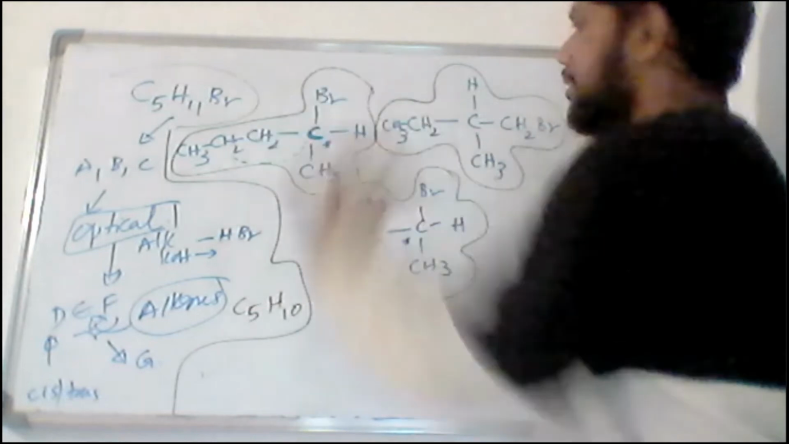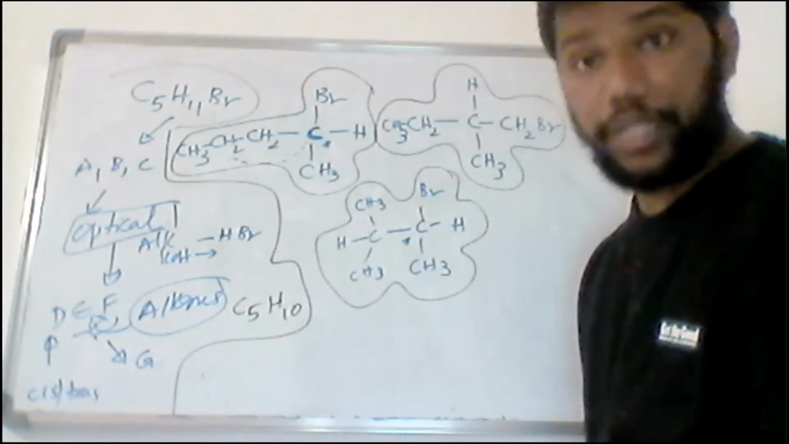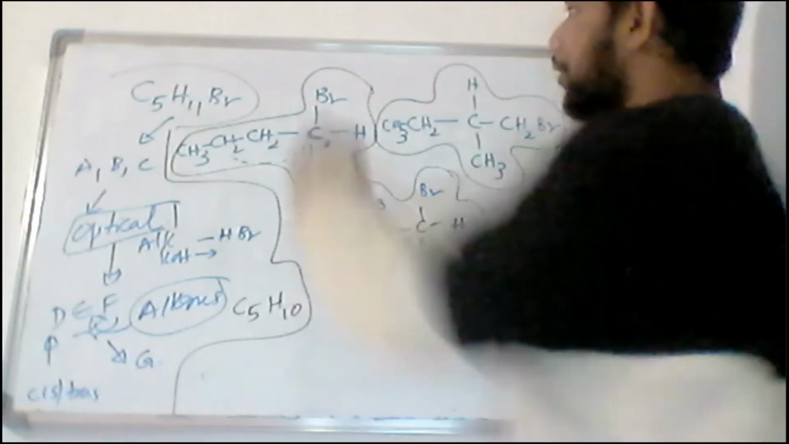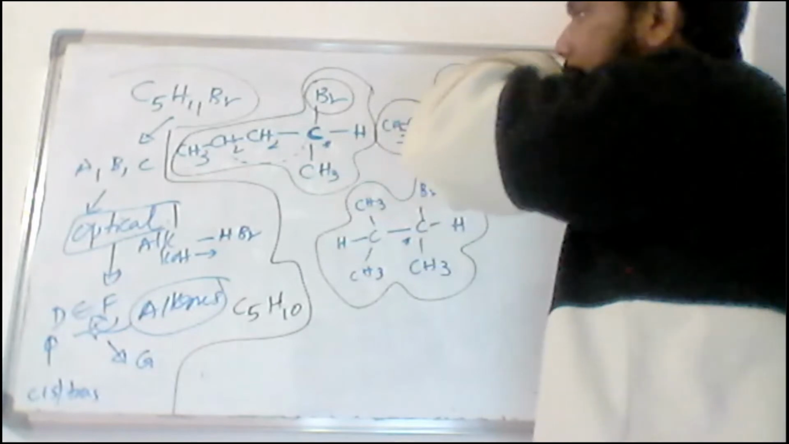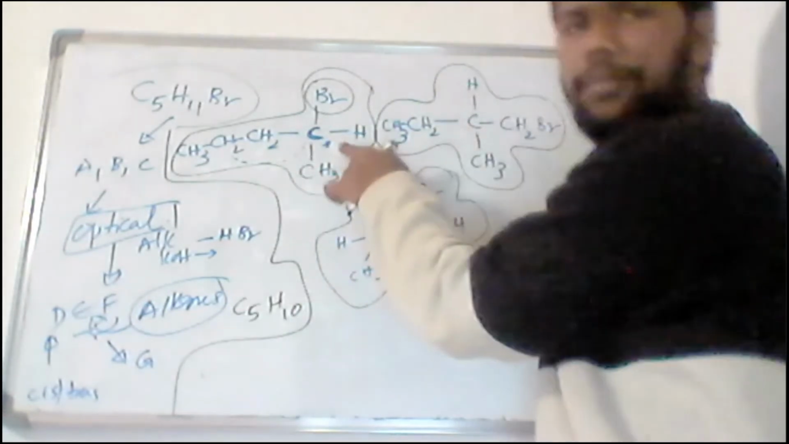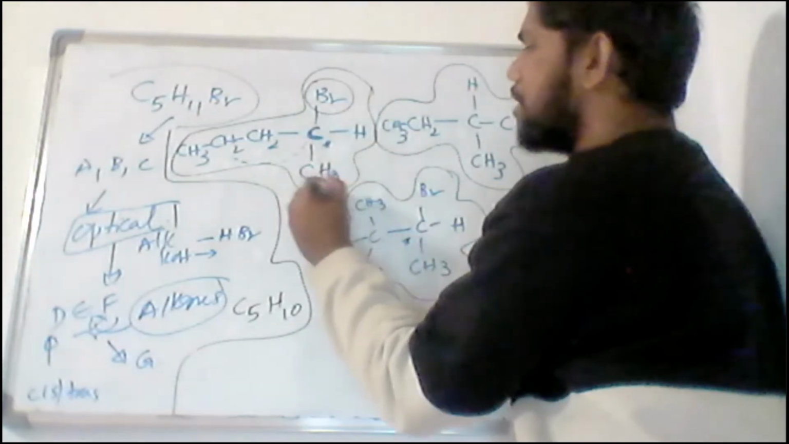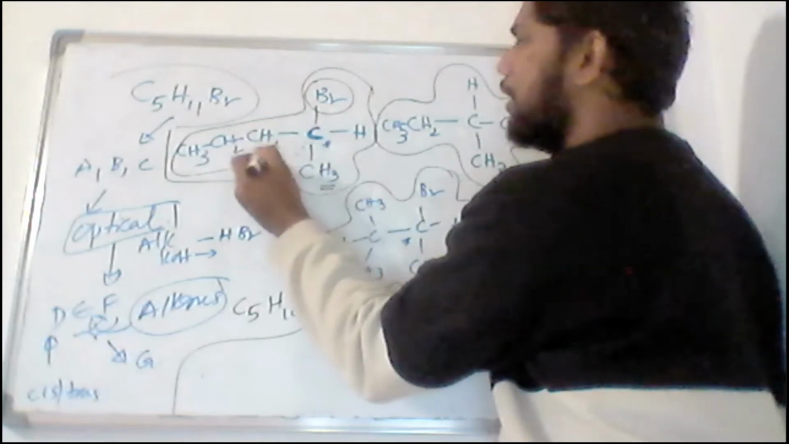So this can be A, B, C. And they say when you do the alcoholic KOH, so we'll do the HBr thing. So when you remove Br here, from this carbon, Br is going to be removed, and hydrogen can be removed from this carbon, which is the adjacent one, or either this one.